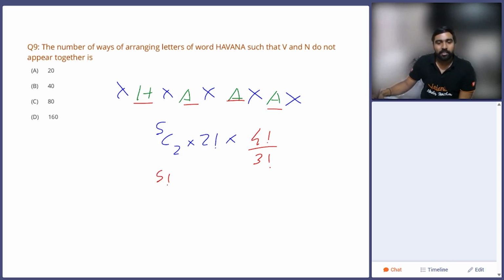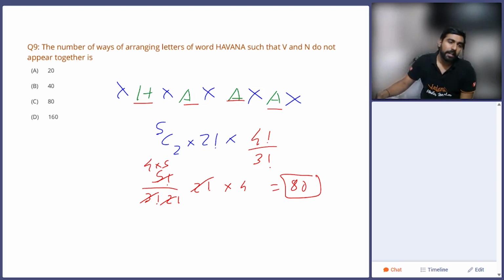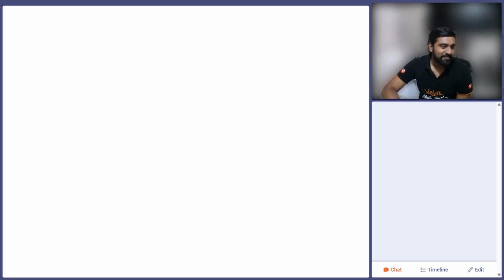So what is this? This is 5 factorial divided by 3 factorial, 2 factorial, 2 factorial into 4. 2 factorial, 2 factorial gets cancelled out. 3 factorial and 4 factorial gets cancelled with just 4 into 5. 4 into 5 into 4, that's going to be equal to 80. Sorry, yeah, 80 over here will be option C, the answer for this question. Okay, this one was a very simple direct question.